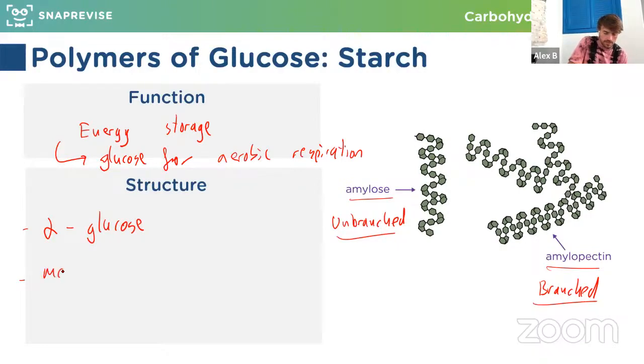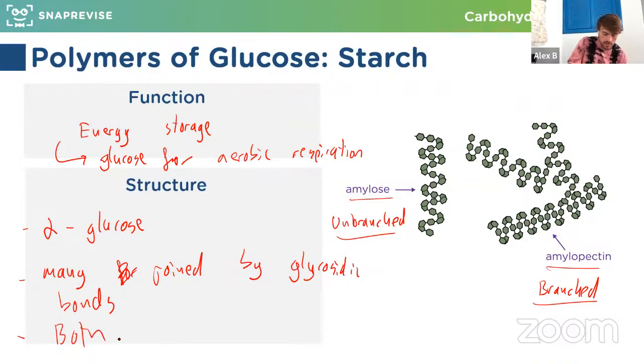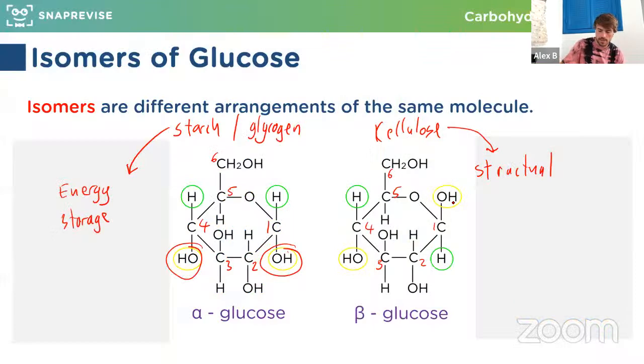So many alpha glucose molecules joined together by glycosidic bonds. In both, you have what's called 1,4 glycosidic bonds, which, if we go back to this diagram, are between carbon 1 and carbon 4. So these two are going to interact and form the glycosidic bond.